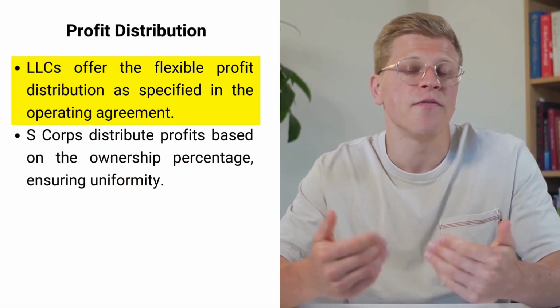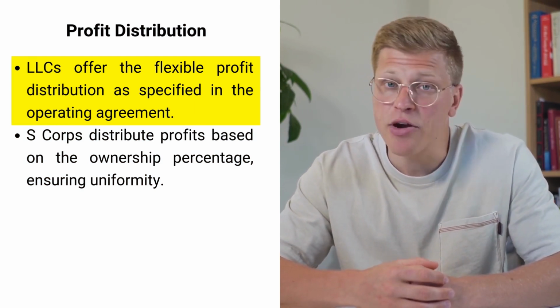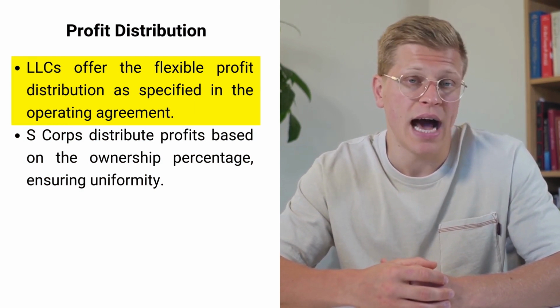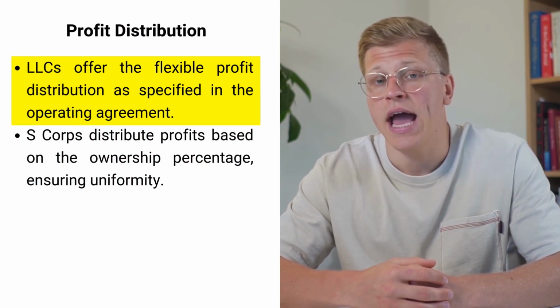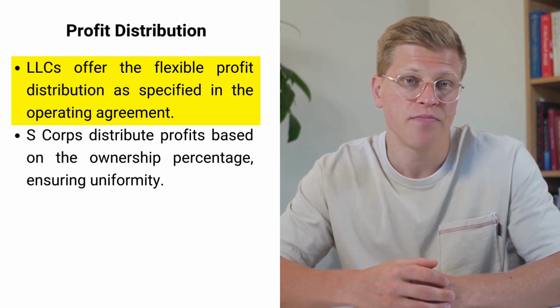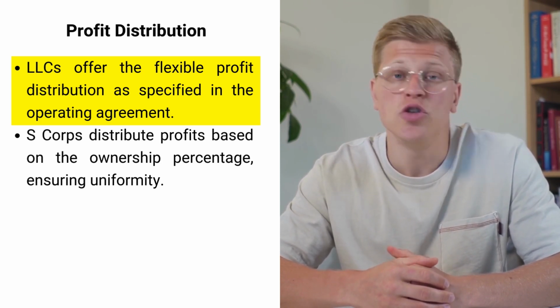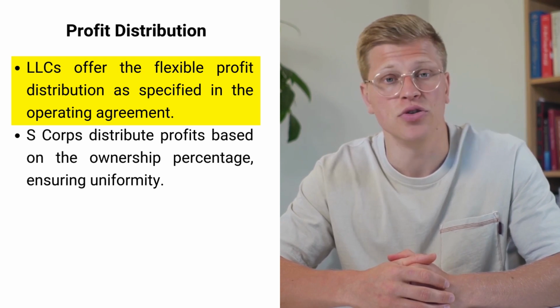Profit distribution. Profit distribution is another area where these business structures differ. LLCs offer flexibility in how profits are distributed among members. The operating agreement, which is the document that outlines the business's financial and functional decisions, can specify how profits are shared. This flexibility allows members to tailor profit distribution to meet their specific needs and contributions.